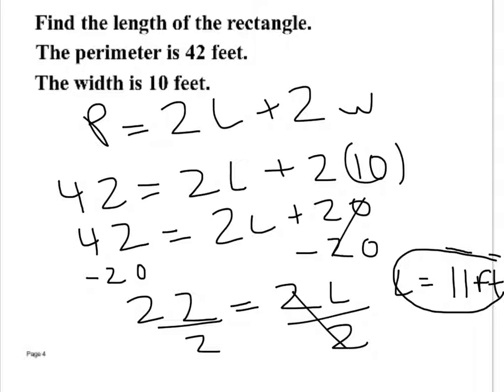Okay. How do we get the P? It says perimeter is 42 feet. All right. Any questions? Yes.